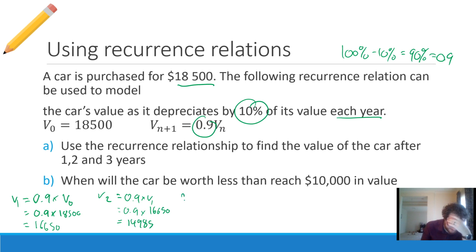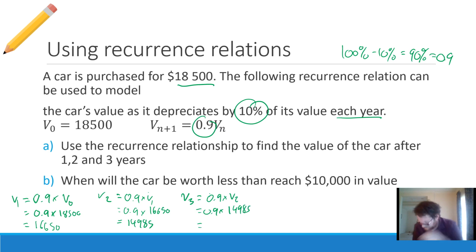I'm going to skip everything here and just do V3, because we know already how this works. So V3 is going to be, I'll do it anyway, 0.9 times V2, equals 0.9 times 14,985, which is going to give us 13,486.5. Now, why did I say this is similar to what we did before?